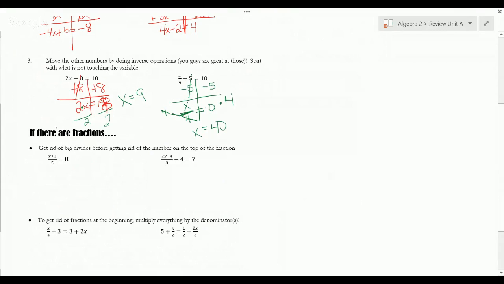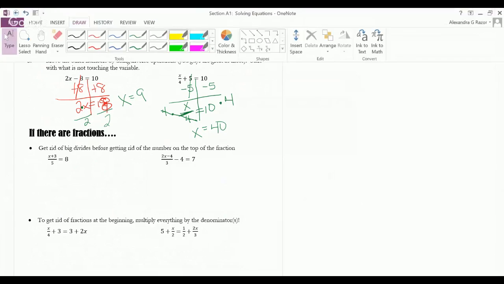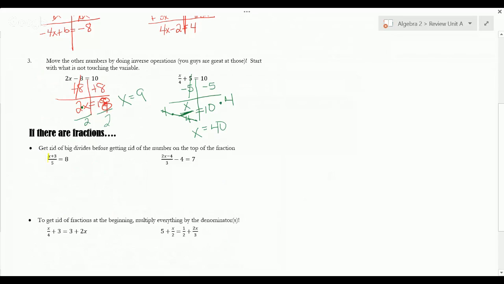All right, so here, if you notice, let's actually get a highlighter for this. This whole thing is on top. When the whole thing is on top, it's stuck together and you have to keep it together. So I need to get rid of this divide by 5. To get rid of a divide by 5, I'm going to multiply by 5. And so what I get left over is x plus 3 is equal to 40. And then you'd have a problem you know how to do. I do not distribute the 5 to the x and to the 3, because the goal was to get rid of the 5. So you just write it in front.